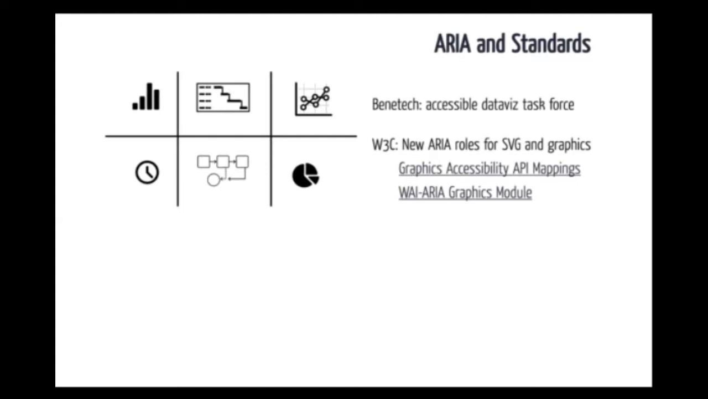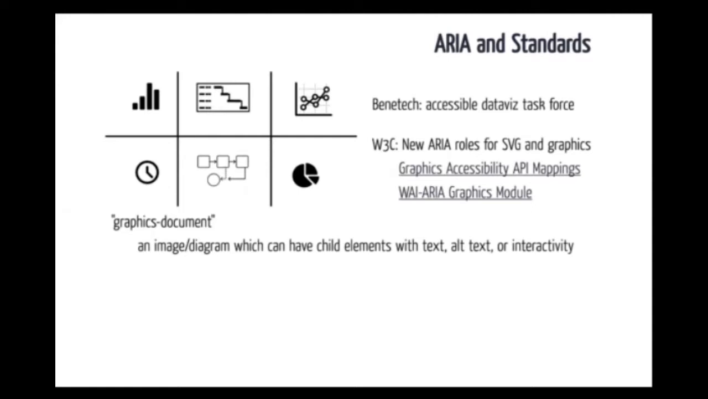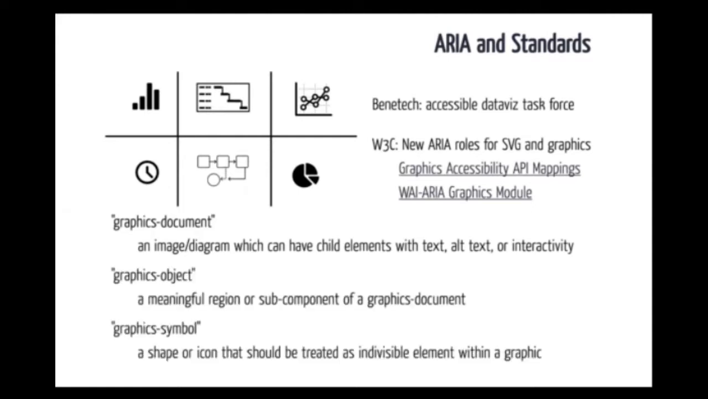The graphics accessibility API mappings in the Aria graphics module. And they have things like graphics document, graphics object, graphics symbol. And you can use these in your SVGs in order to make the screen reader understand what exactly the person is supposed to be looking at.